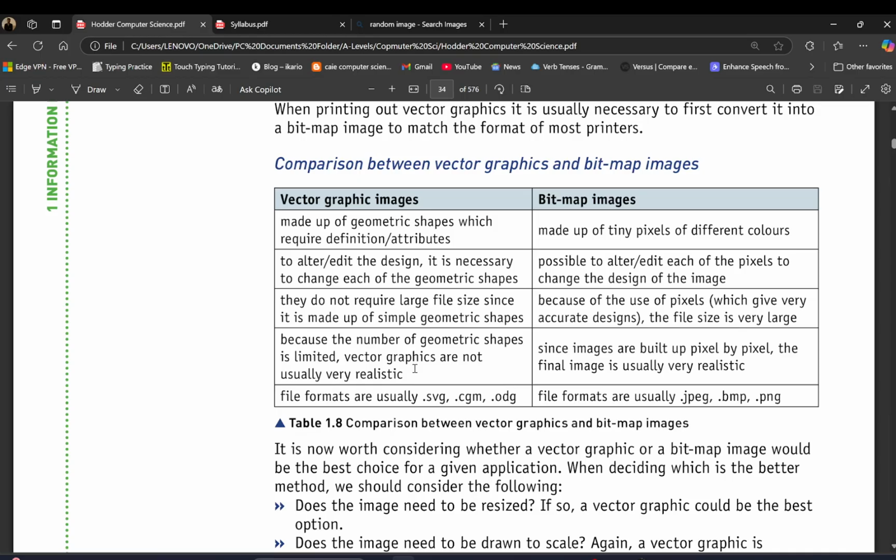But given that the number of geometric shapes is limited, vector graphics are not very realistic. Bitmap images are built by pixels, so they are very realistic. File formats for vector include SVG, CGM, ODG; for bitmap, JPEG, BMP, PNG.